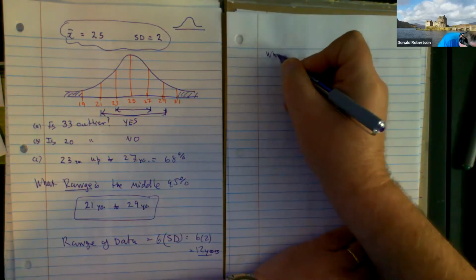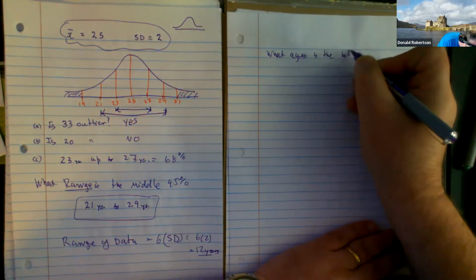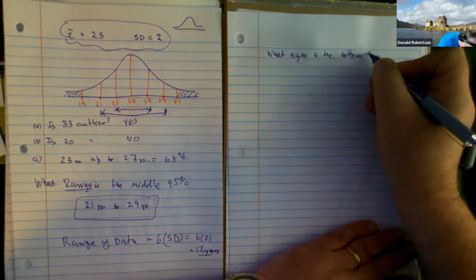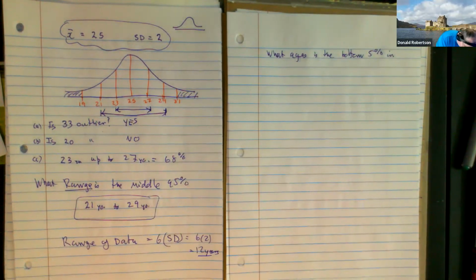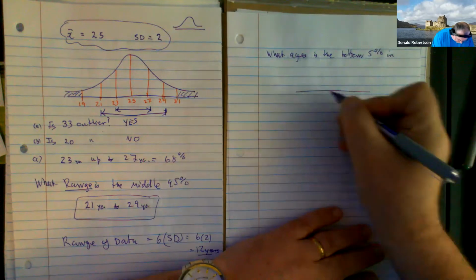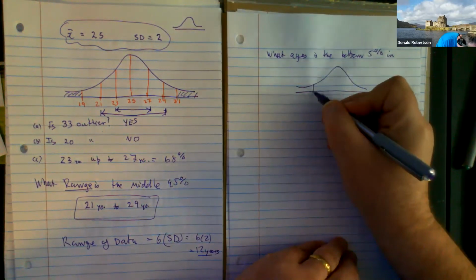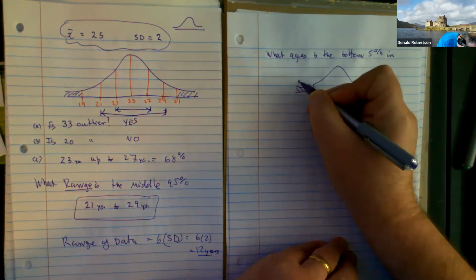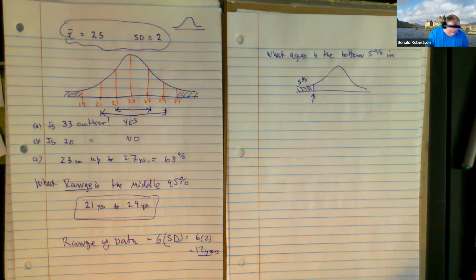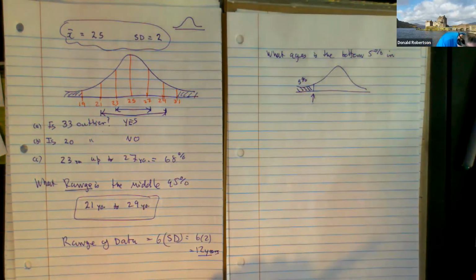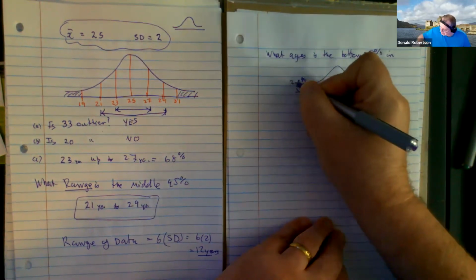What ages is the bottom 5% in? So if you imagine this here as a baby version of that, I want to know what that age there is, so that this piece here is 5%. Let me change that to 2.5%, just to make it a little bit more interesting.